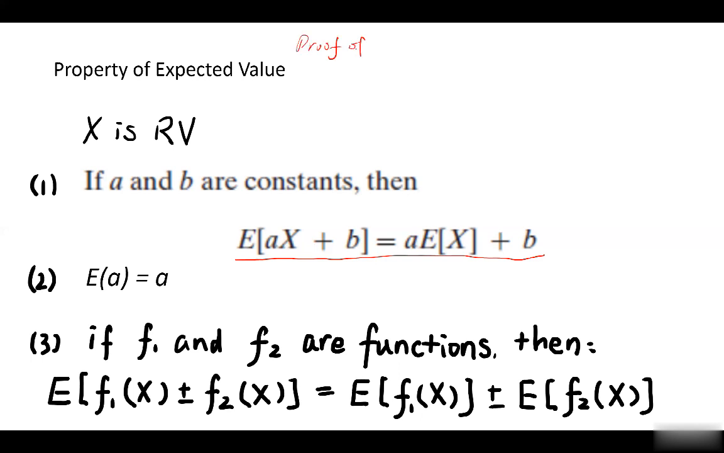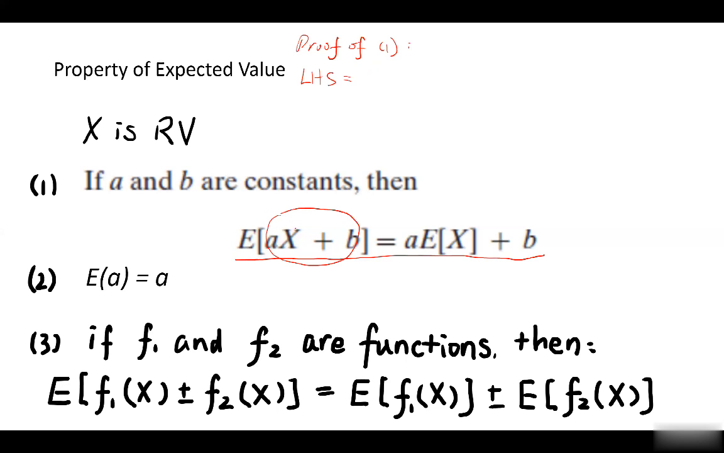Proof of the first property here. So actually we want to prove an equality. Usually we'll prove the left-hand side equals the right-hand side, right? Okay, so let's start from the left-hand side. The left-hand side equals, how do you calculate the expected value of a random variable? Apparently, the random variable is ax plus b, right? Okay, so the only method we have learned to calculate the expected value is according to the definition, right?